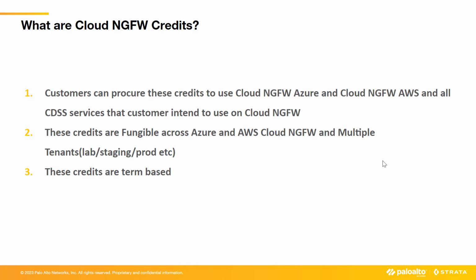These credits will be available on a term basis, and most importantly, these credits are fungible. What does that mean? Once after procuring these credits, customers can use these credits across AWS and Azure Cloud NGFW services and also across multiple tenants.